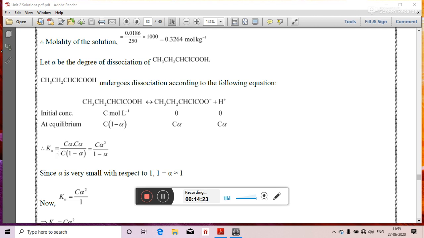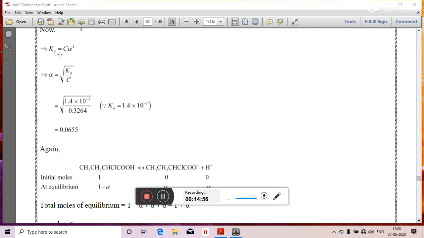Now Ka equals the concentration of products, that is alpha C multiplied by alpha C, divided by the concentration of reactant, that is C into 1 minus alpha. From numerator and denominator one C cancels, so we remain with alpha square C upon 1 minus alpha. In the denominator, as alpha is very small compared to 1, we can neglect it. So Ka is equal to alpha square C, and alpha is equal to the square root of Ka upon C.